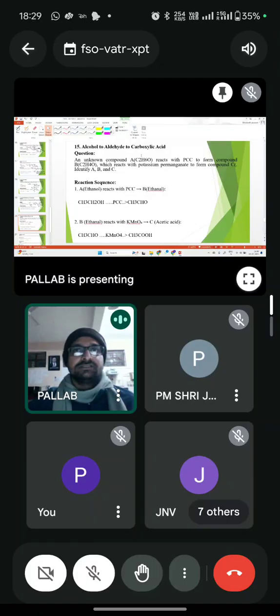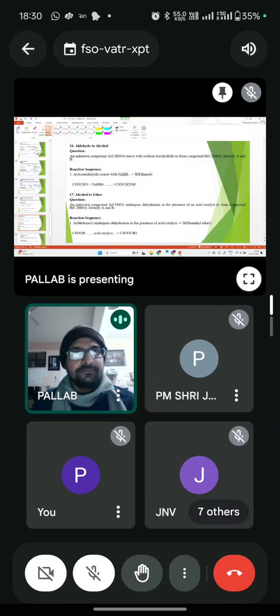And this is an oxidizing agent, which further oxidizes to form either aldehyde or acid, which will depend upon the formula which has been provided. Okay, let's move to the next slide.